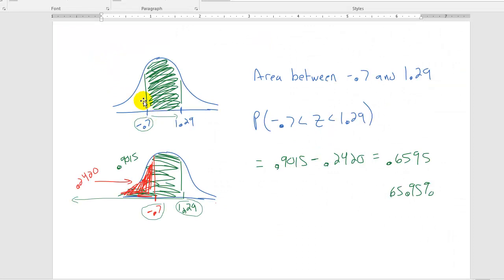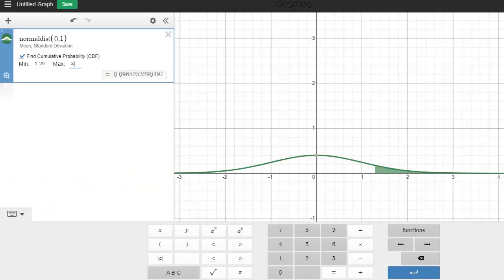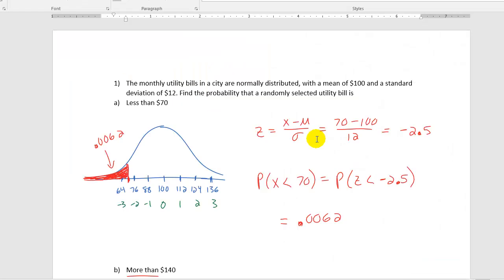Now, if I have a question asking me for the area between two values, again, if I'm doing this by hand, I'm looking up 1.29 in the table, finding out the area all the way to the left, and then I'm looking up this z-score in the table, and I'm subtracting those two values. So in Desmos, obviously, my lower bound is going to be negative 0.7, my upper bound is going to be 1.29. So I would have negative 0.7 based on that problem that I had written down, and then 1.29. So from negative 0.7 to a z-score of 1.29, that is the area under the curve.